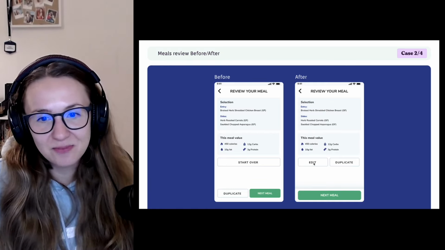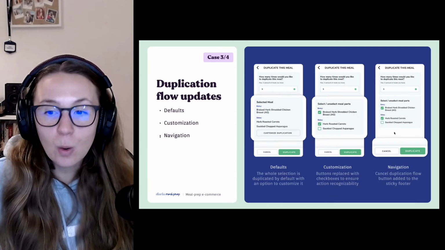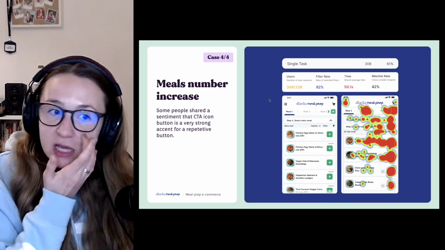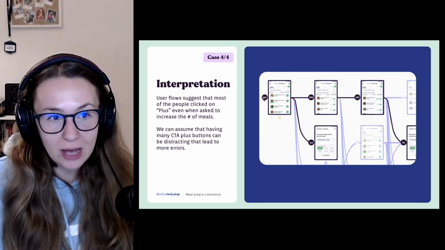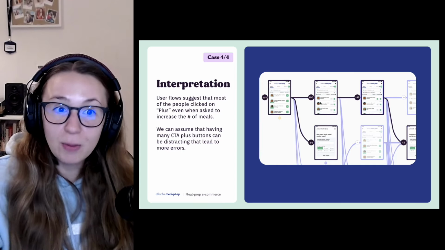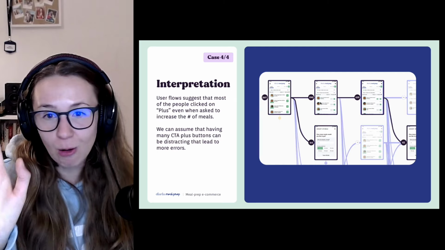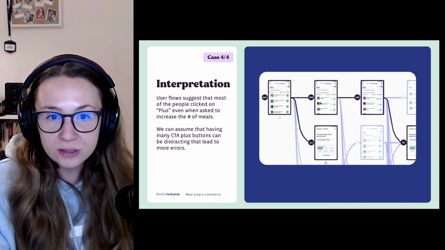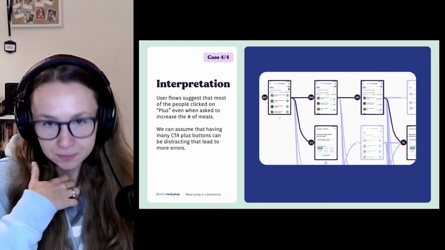And then the duplication flows, again, same principles. I would mention the problems people mentioned, and then I would say how I've updated the flow. And the same with the meals number increase. This was interesting because I would also add here a user journey. By the way, for this, I'm using the tool called Useberry. It's a great tool. I always recommend it for the quantitative unmoderated testing, for the prototypes particularly.